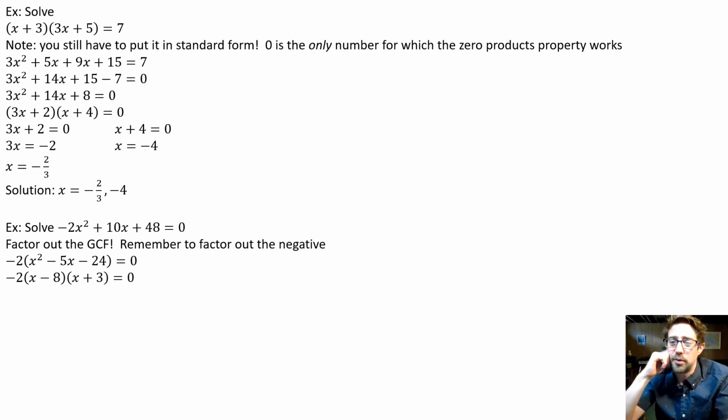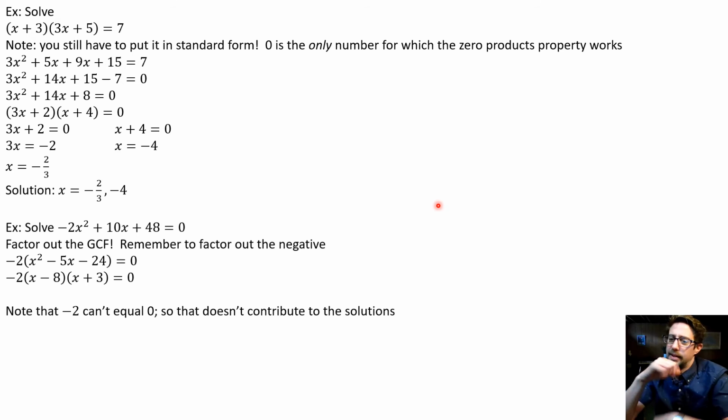Okay, so this is a little different because now we have this negative 2 out front. The zero product principle says if this times this equals 0, then one of them has to be 0, but negative 2 just can't be 0. So that's one way to think about it, we just toss that out because it can't be. You could also think about it as dividing both sides of the equation by negative 2, because 0 divided by negative 2 is still 0. Be careful, you can't divide by 0, but you can divide 0 by anything. So when you're solving equations, these constants out front just end up going away.